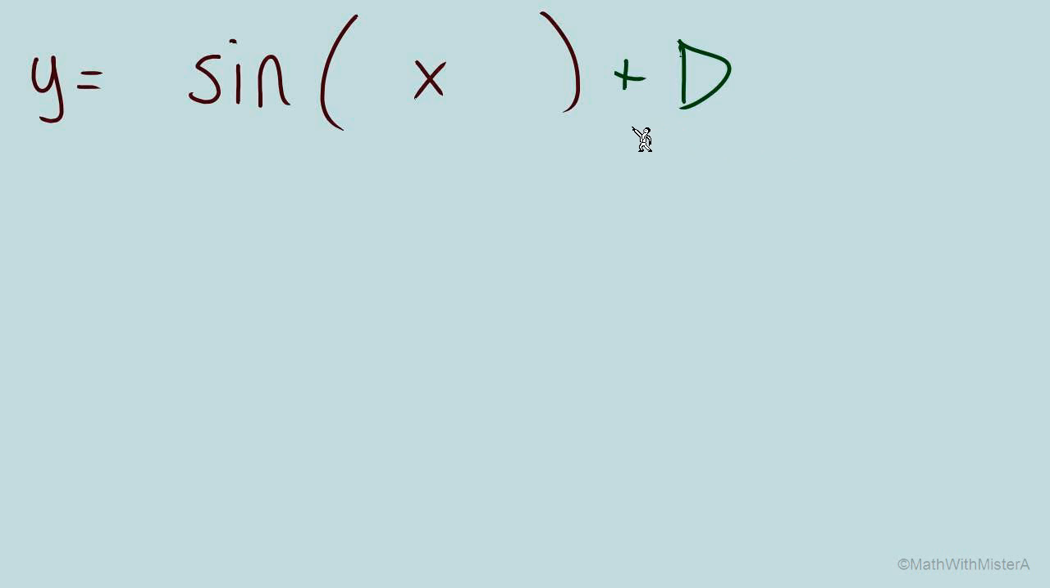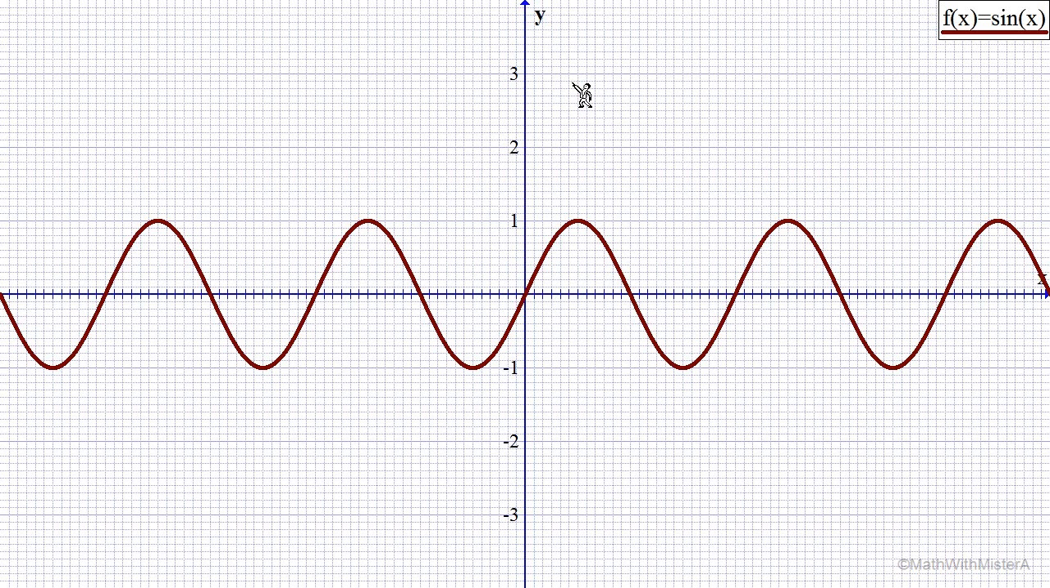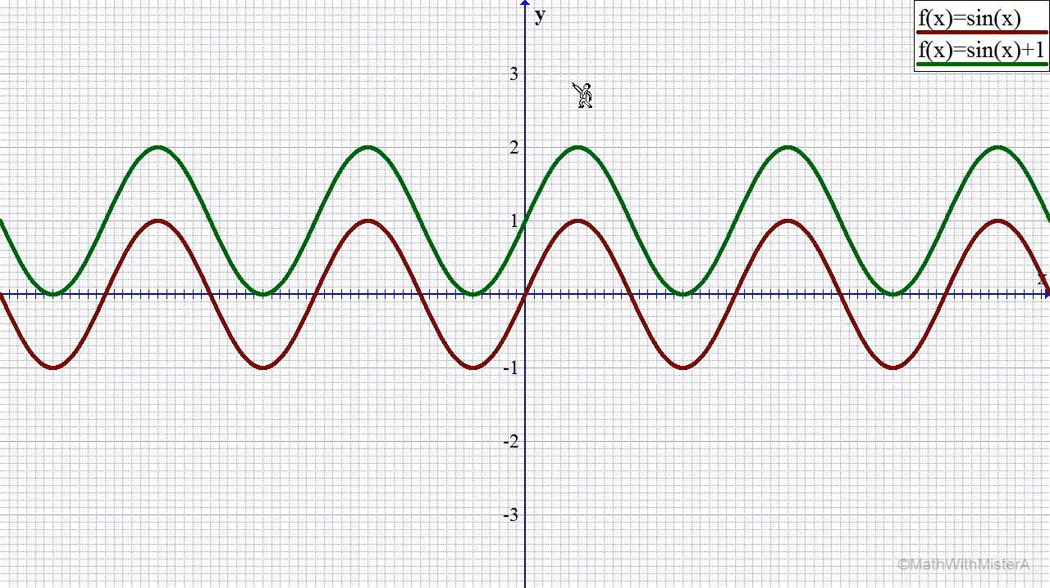Next transformation we'll look at will be some constant added on to the end of the function, the d transformation. Back to our base function sine of x. If I look at the graph of sine of x plus 1, I see the entire graph has been shifted up 1 unit. Any point that I pick on the red graph, if I go up by 1 whole unit, I'll land on the green graph.